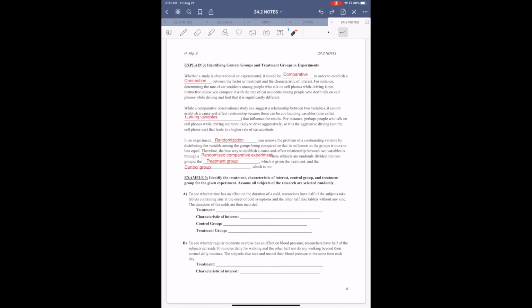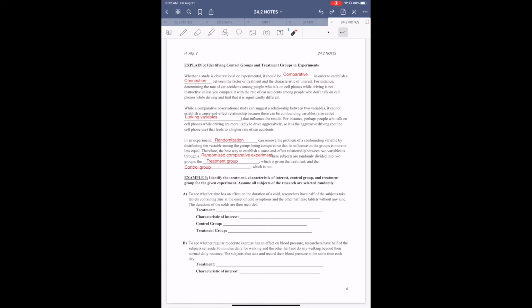which is not. Okay, so for this example, we are going to look at a couple of different scenarios, and we are going to identify the treatment, the characteristic of interest, the control group, and the treatment group for the given experiment. Assume all subjects of the research are selected randomly. Okay, let's look at A.